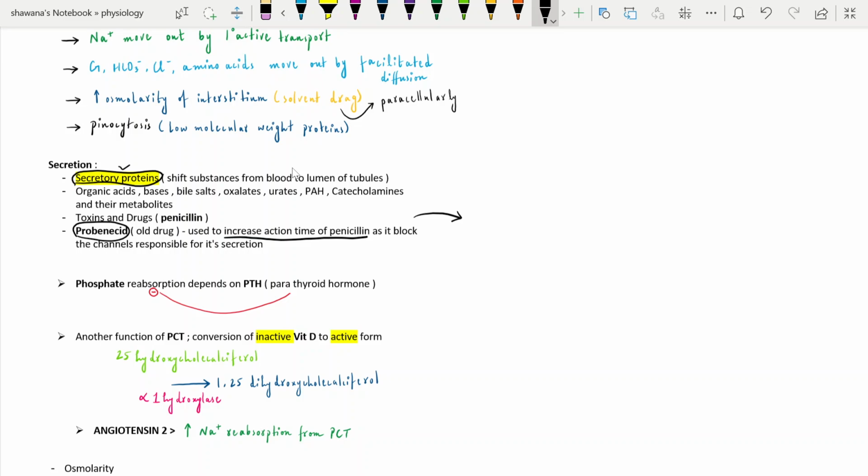So the secretory proteins are inhibited, and these secretory channels can no longer secrete the penicillin, and penicillin stays in the blood for a longer period of time. That's why probenecid is used to increase the action time of penicillin by blocking its secretory proteins.